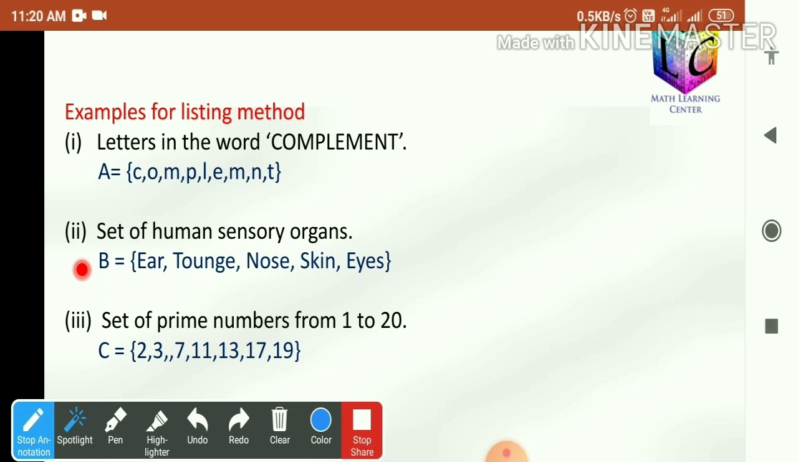Similarly, you can see the second example, the set of human sensory organs. We know that there are five sensory organs: ear, tongue, nose, skin and eyes. That's why we write all the sensory organs in detail. That is our listing form. Similarly, the third example is the set of prime numbers from 1 to 20. So here we write all prime numbers between 1 and 20. That is, C is the set in curly brackets: 2, 3, 5, 7, 11, 13, 17 and 19 are the prime numbers between 1 and 20.